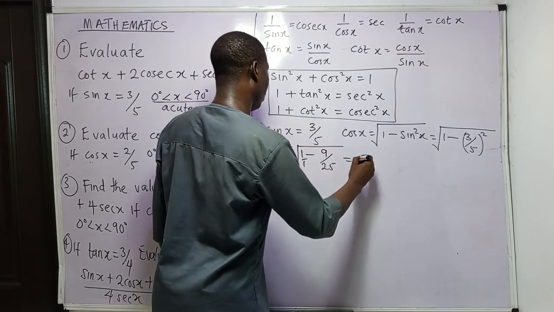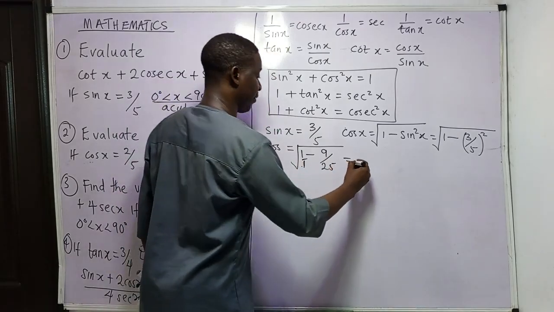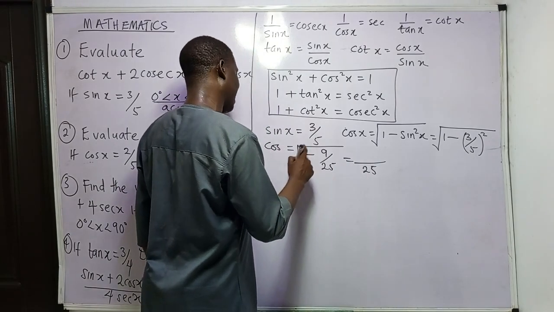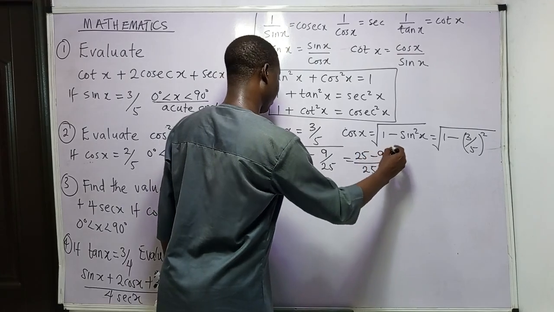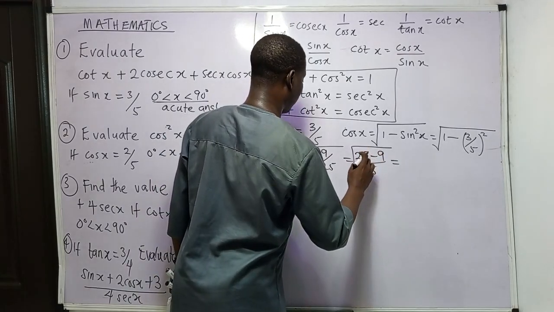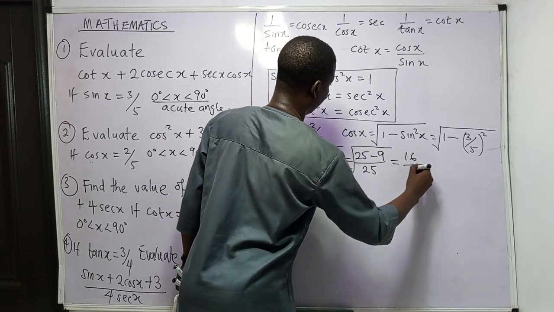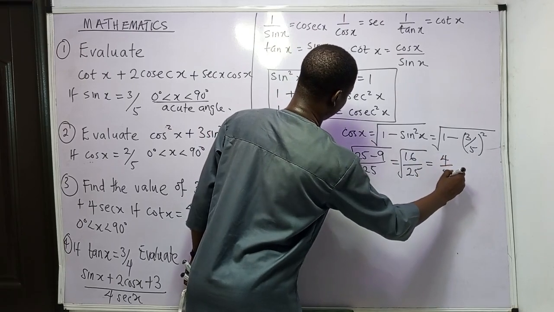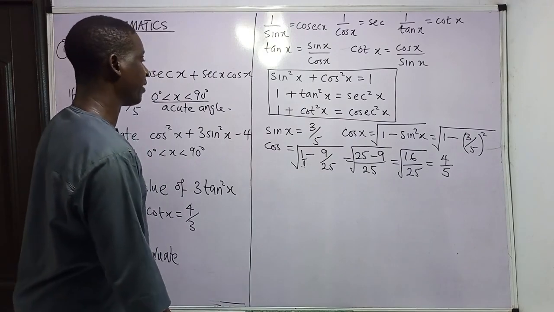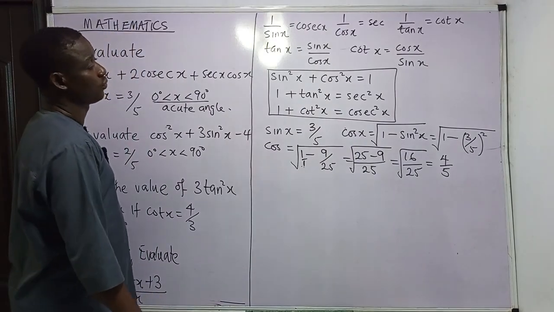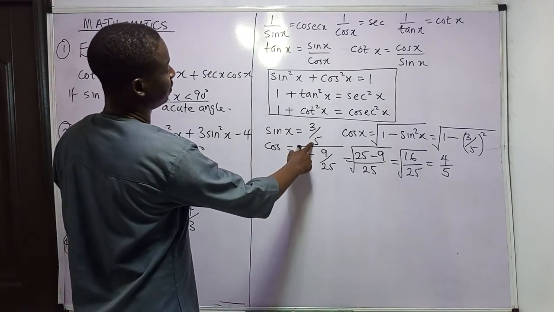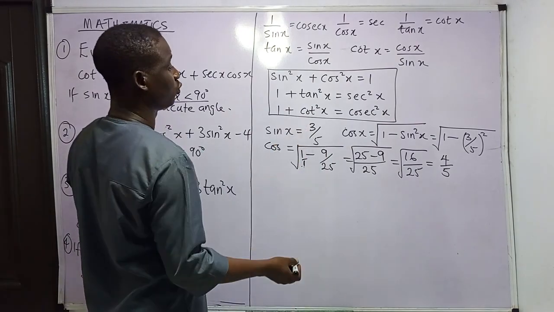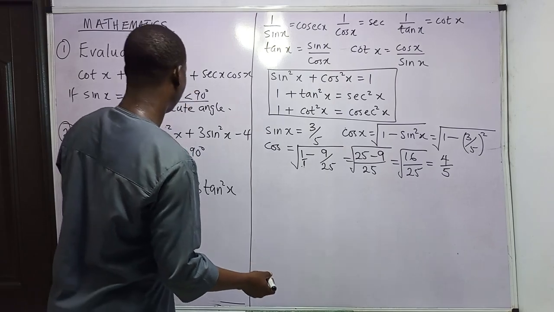At the end of the day, the LCM of 1 and 25 is 25. Then 25 divided by 1 is 25, times 1 is 25, minus 9. So that square root will give us 25 minus 9, which is 16 over 25. Square root of 16 is 4, and square root of 25 is 5. What I will advise you to do is to square this 25, square this 9, 25 minus 9 gives us 16, then take the square root of it, we get 4. So that's what I want to have.